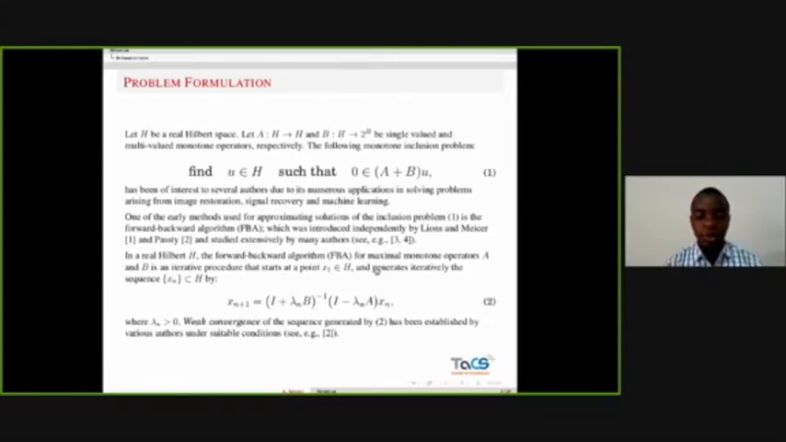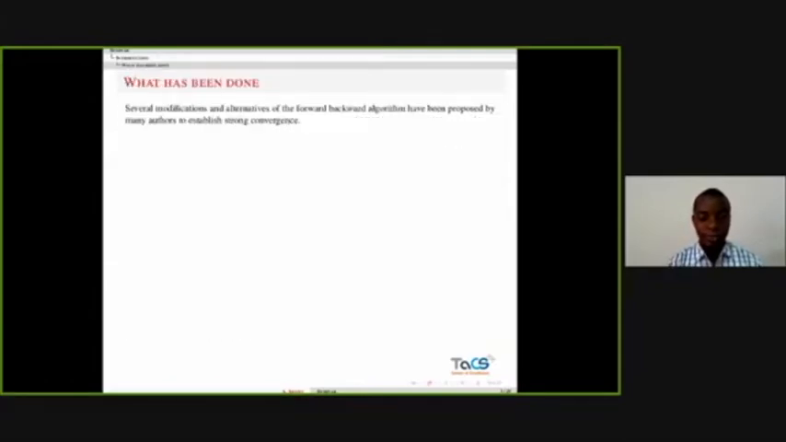Convergence of the sequence generated by the forward-backward algorithm (2) has been established by many authors under suitable conditions. However, in applications, strong convergence theorems are always desirable. Several modifications and alternatives of the forward-backward algorithm have been proposed by many authors to establish strong convergence.